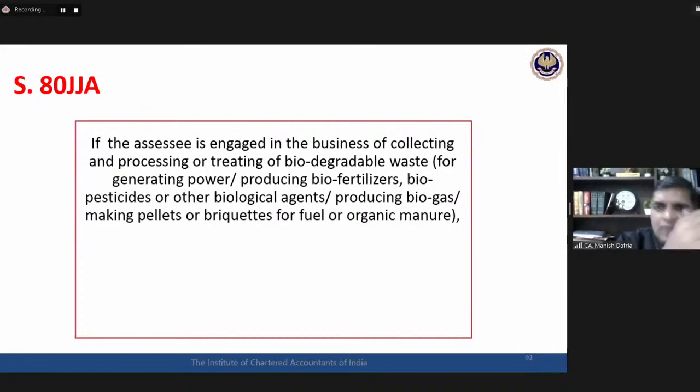Next year, if my turnover goes down below 100 crore, I can claim the deduction next year within that period of 10 years. So it's a year by year situation. For the year for which you are claiming the deduction, you need to refer to that 100 crore limit.